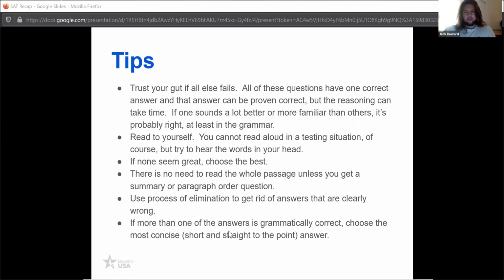Choose the best option. Sometimes, if it asks what would you replace this sentence with, sometimes it'll all seem a little blah. Sometimes in the word choice questions, all of the words will seem a little generic, but go with the one that you think is best or least bad.